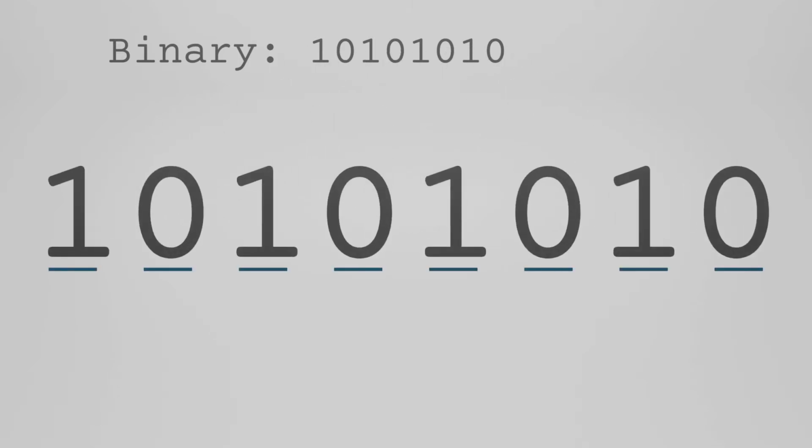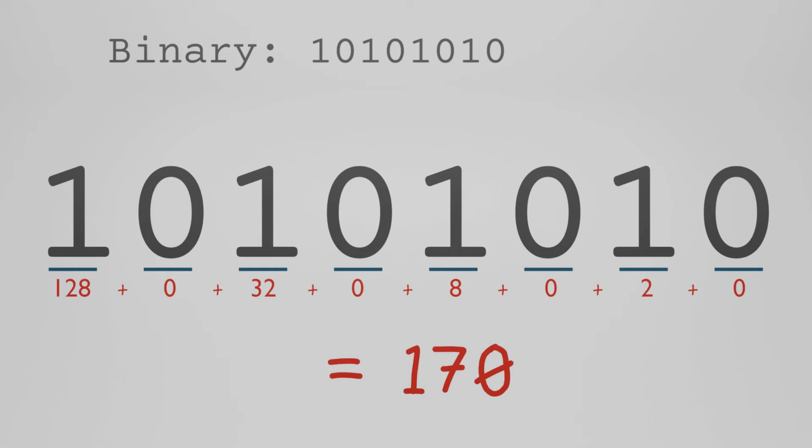Next up is binary 10101010. The process is exactly the same. Write the bits over their positional values. Where there's a binary 0, change the positional value to 0. Then add the remaining values. Binary 10101010 equals 170 in decimal.